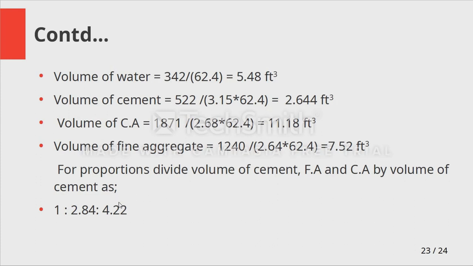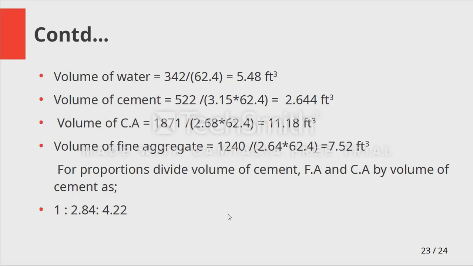Now if you want to obtain the proportions, you can divide the volume of cement, volume of fine aggregate, and volume of coarse aggregate by the volume of cement. If you divide 2.644 by 2.644, you will get 1. If you divide 11.18 by 2.644, you will get 4.22. And if you divide 7.52 by 2.644, you will get 2.84. So this way you can obtain the proportions of different ingredients.